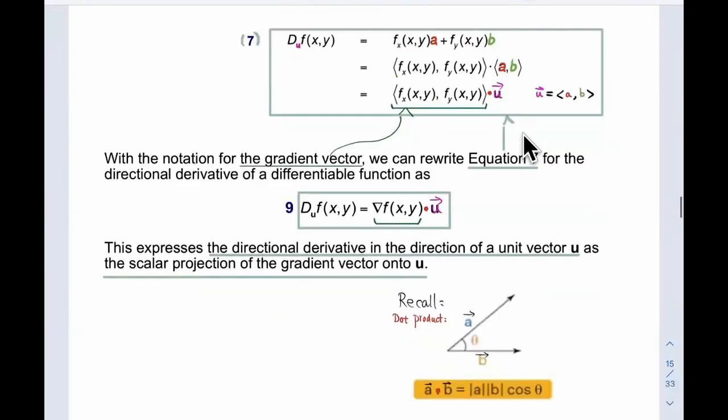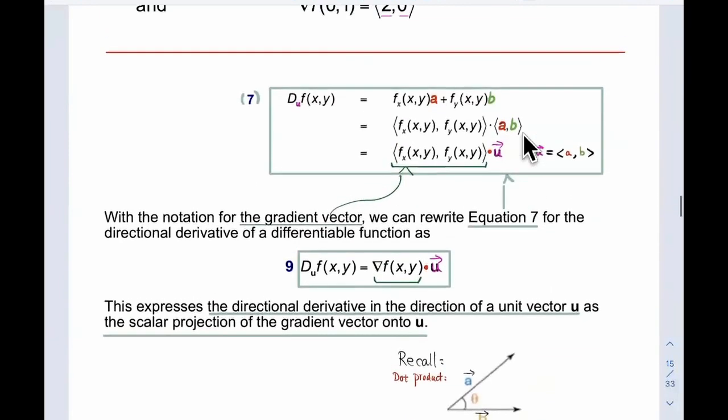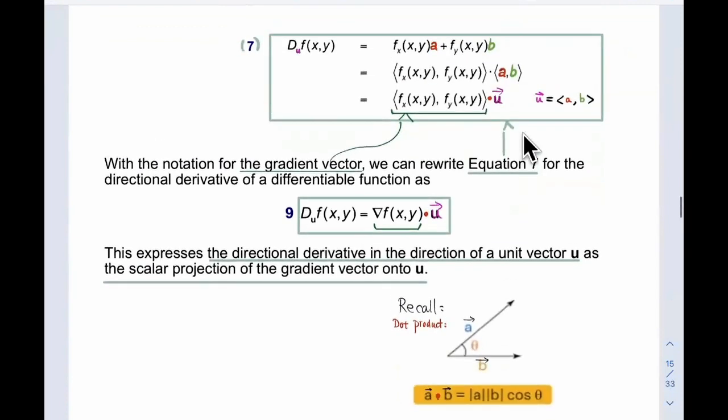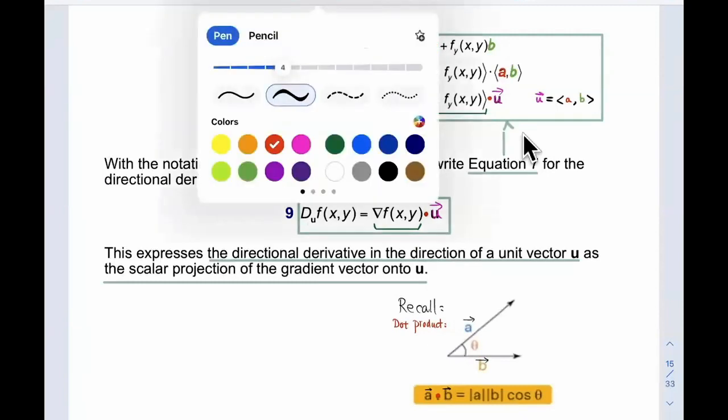So we will use the notation. Remember, the directional derivative in the direction of u is this dotted with u, right? Now this one over here is the gradient vector. So we can rewrite this as the gradient of the function dotted with u. If you try to find the directional derivative of the function in the direction of u, you just take the gradient and dot it with u. That's it.